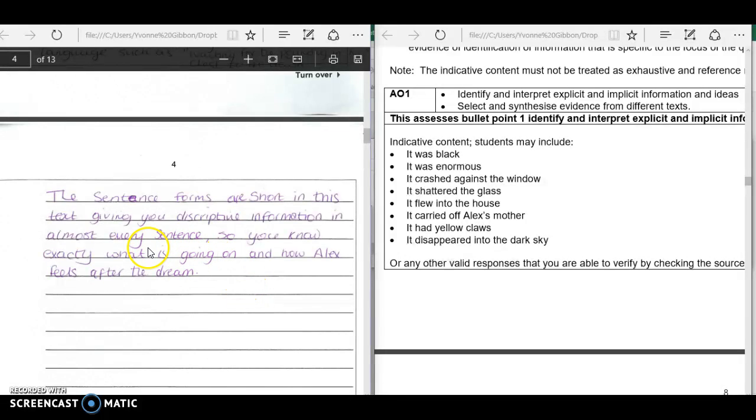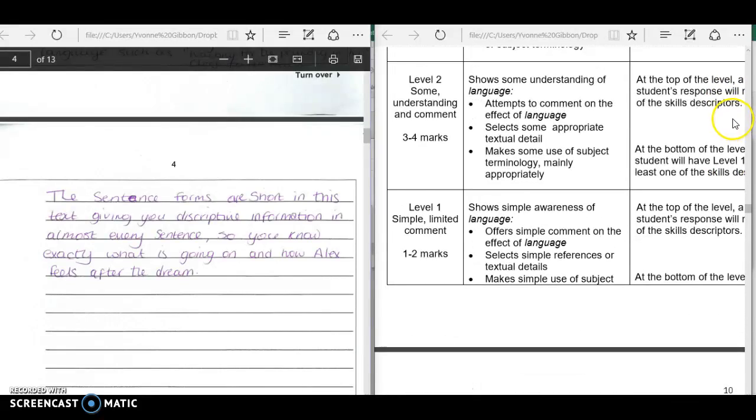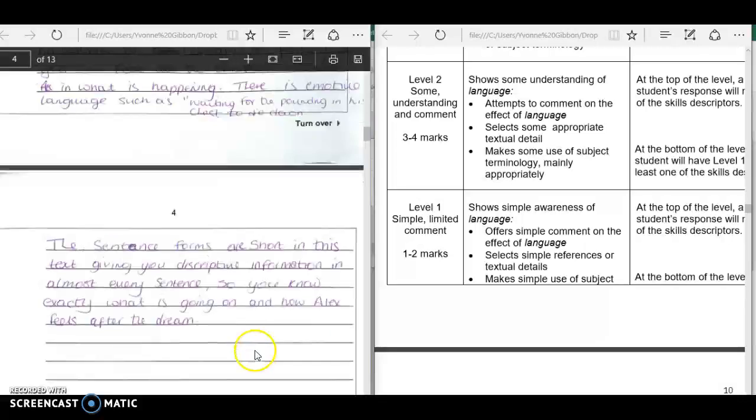And then you've ended it with, so you know exactly what is going on and how Alex feels after the dream. Unfortunately, as I've already said, that's not what you were asked to do. You were asked to explain how the writer uses language to describe the effects of the storm.